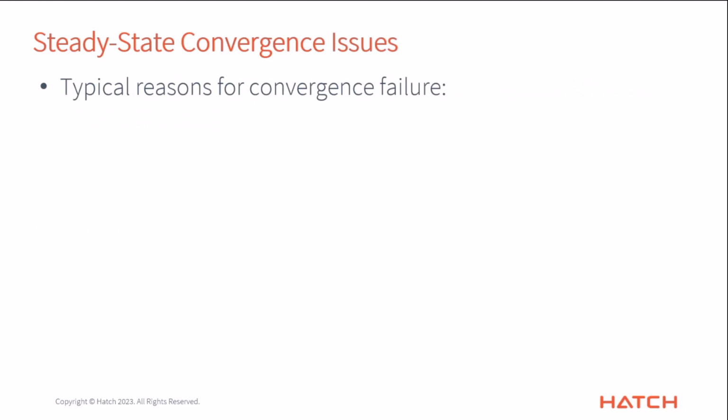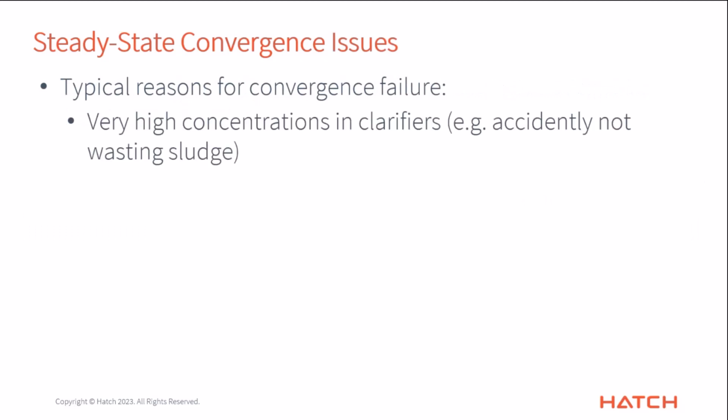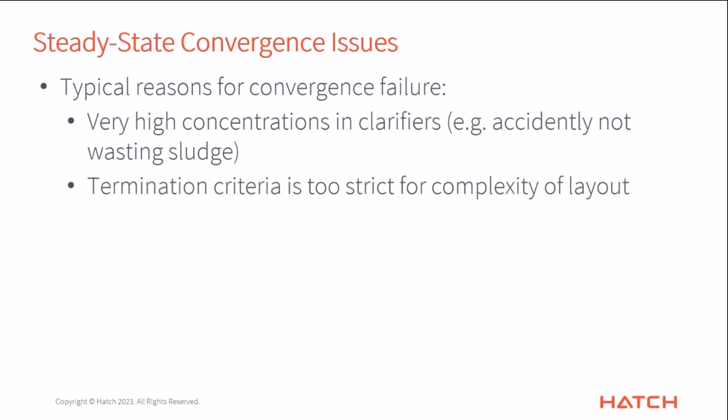So, typical reasons for convergence failure. One of them is very high concentrations in the clarifiers, and typically this happens when maybe you forgot to set the wastage rate, or the wastage is not being turned on for some reason in your model. And so that means you basically have very large concentrations of solids at the bottom of the clarifier, and the solver is having a little bit of a problem getting to the exact answer there.